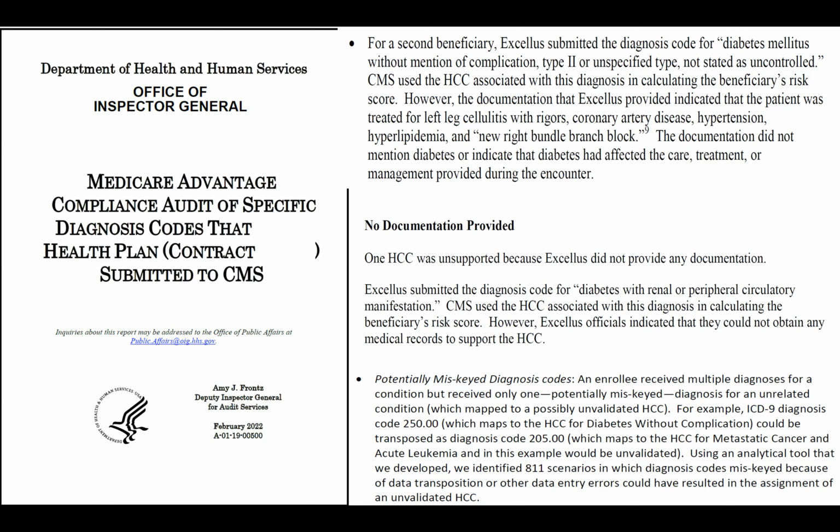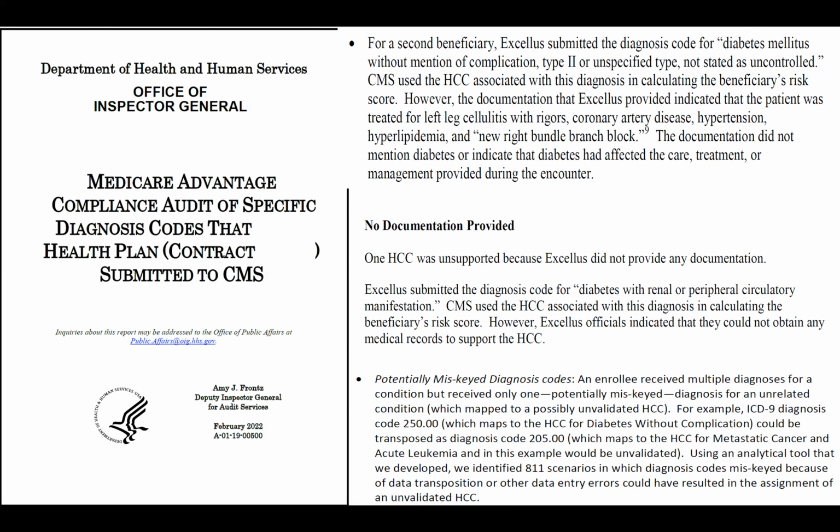So here's another one: potentially miskeyed diagnoses. An enrollee received multiple diagnoses for a condition, but received only one potentially miskeyed diagnosis for an unrelated condition, which mapped to a possibly unvalidated HCC. Again, we're looking at these particular examples because there are no current OIG reports yet that talk in the ICD-10 space. I chose this one because it's not critical.